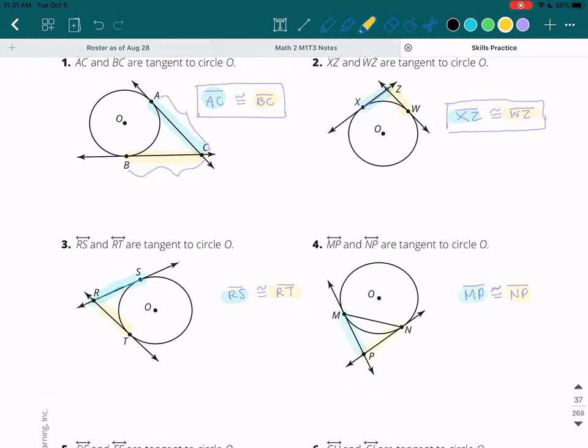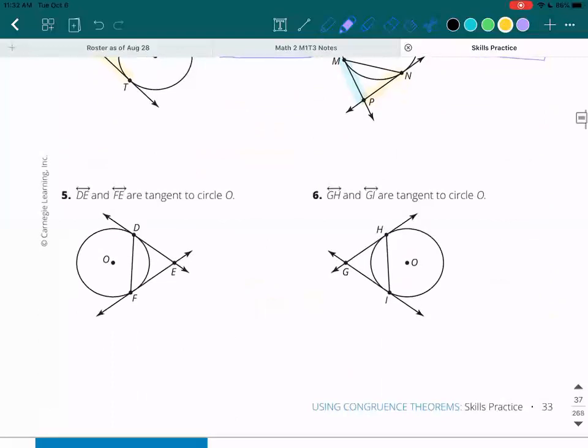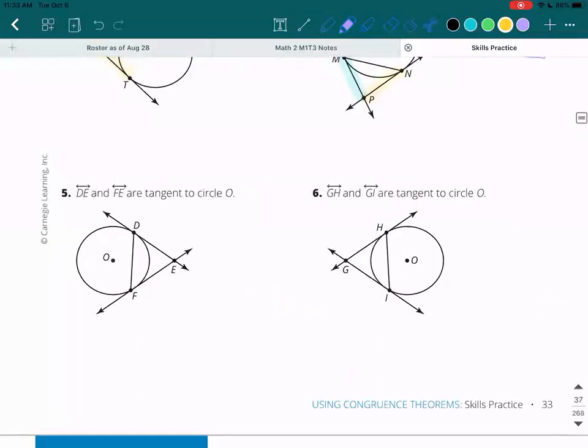Okay, so we just did 4 of them. Do any of you have questions about these 4 that we just did? Because for 5 and 6, I'm going to ask if you guys can participate. So any questions on 1, 2, 3, 4? If you have no questions, we're going to do 5 and 6. Let's have you type in the chat which 2 line segments on number 5 are congruent.